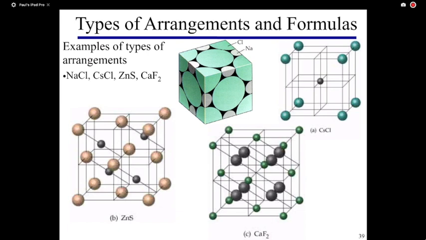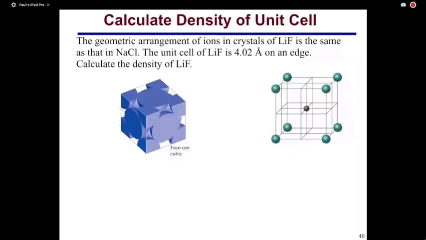And so some of these can get complicated, but here's the arrangement of how they can work together. And so calcium fluoride, zinc sulfide, cesium fluoride, sodium fluoride, all arranged, okay? The type of packing and arrangement. So there are a whole bunch of ways that they can pack.